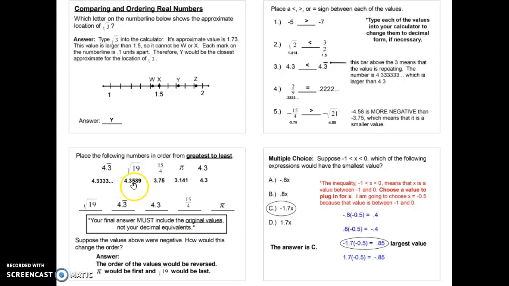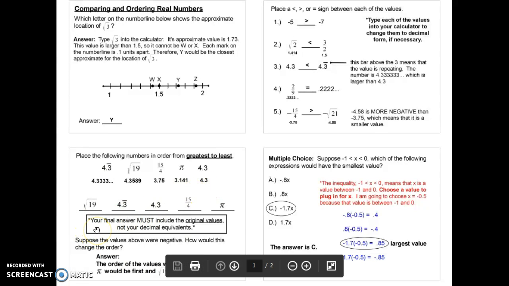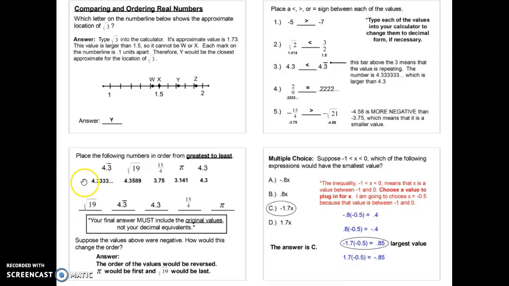So we have 4.3589. 15/4, same thing. 15 divided by 4 in your calculator would give you 3.75. Then our value of pi, we should know, is 3.141. And then 4.3 is still just going to stay as 4.3. You can add a 0 or 2 onto the end of it if you would like. Okay. So now we're going to compare these decimal values. Okay. What is very, very important with these, your final answer, you need to write the original values that were given to you. Okay, your final answer should always be the original values.